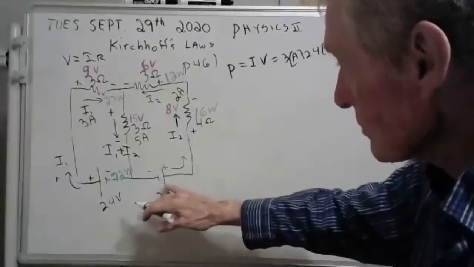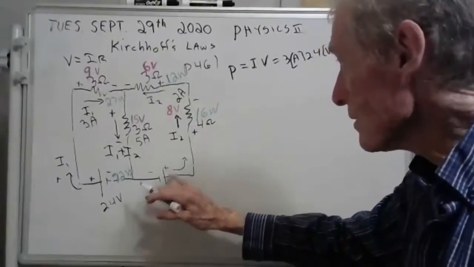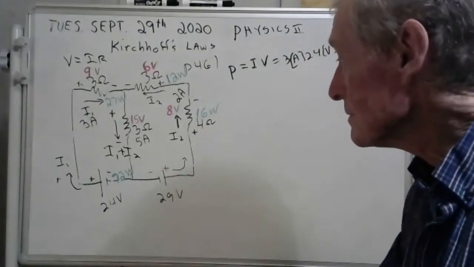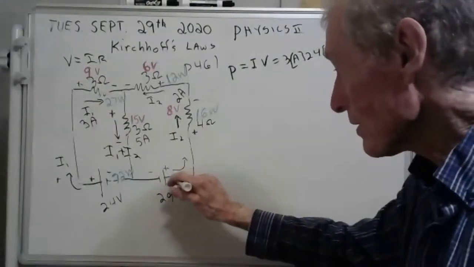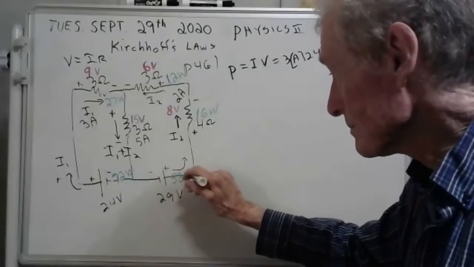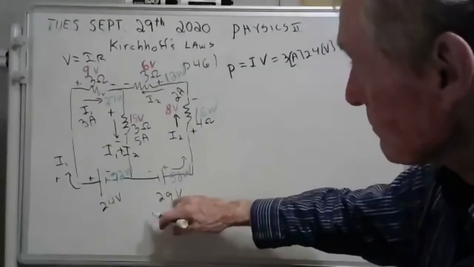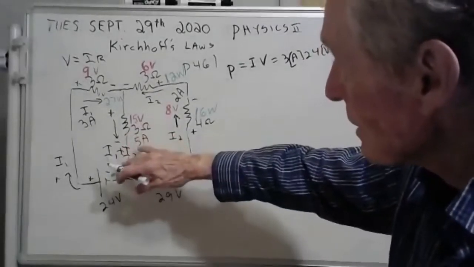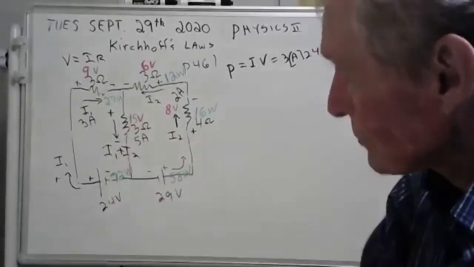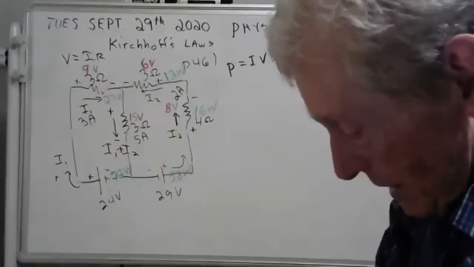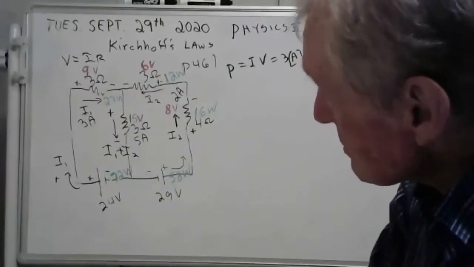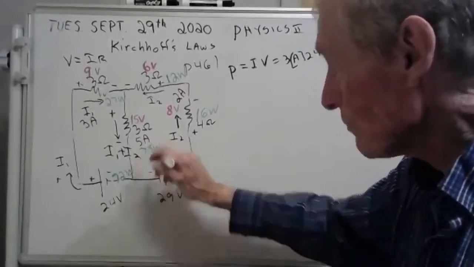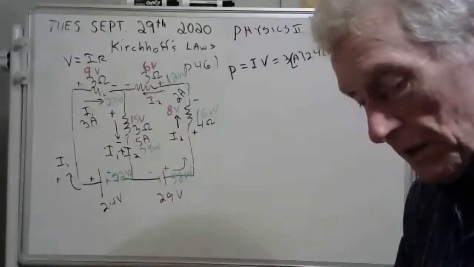16 watts. Now let's do this one. We got 29 volts and 2 amps. How many watts is that? I get 58 watts. Did I do that right? 29 times 2 is 58, right? Oh, wait a minute, we got this one to do. This one's 5 amps, 15 volts. How many watts is that? Is that 75 watts? 75 watts. All right, let's add them up.